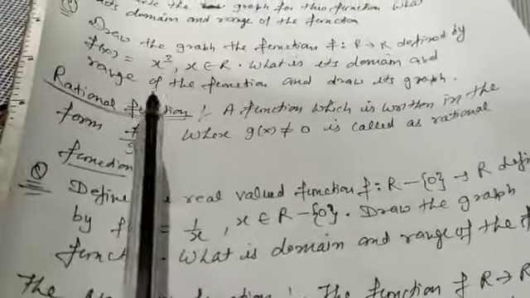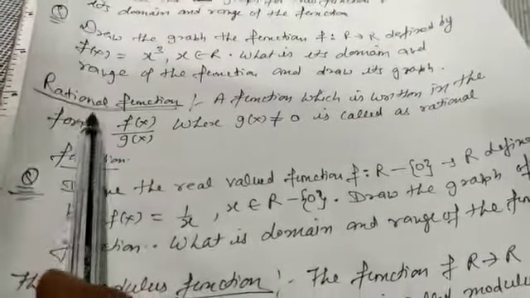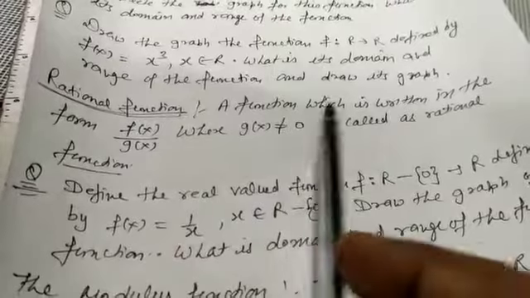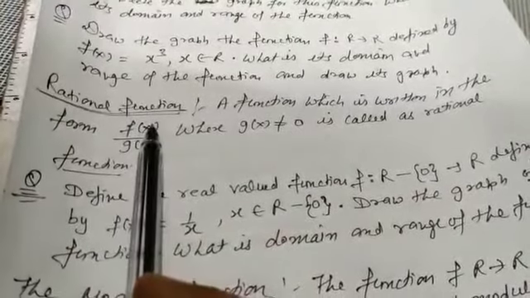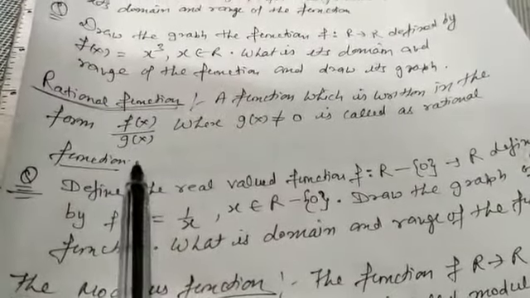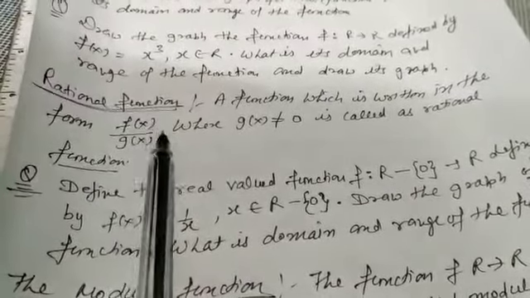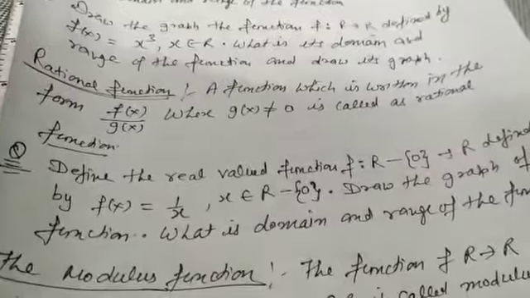Now we discuss one more function, that is the rational function. A function which is always written in the form of p by q, meaning one function of x in the numerator and one function of x in the denominator, such a type of function is called a rational function.